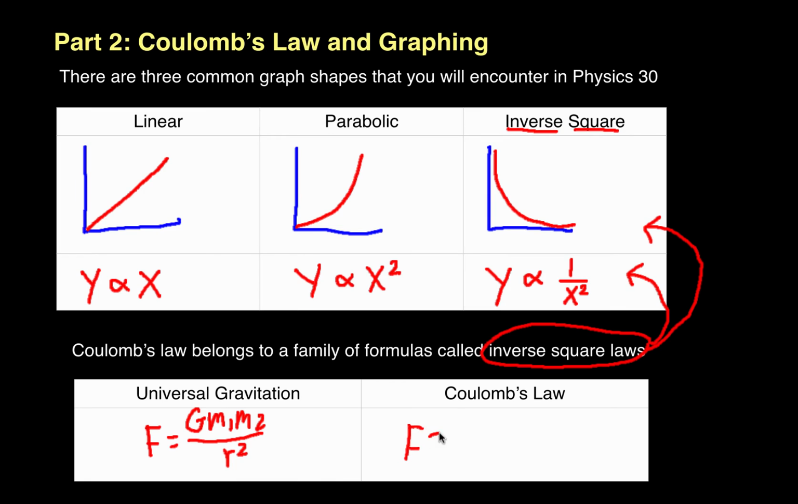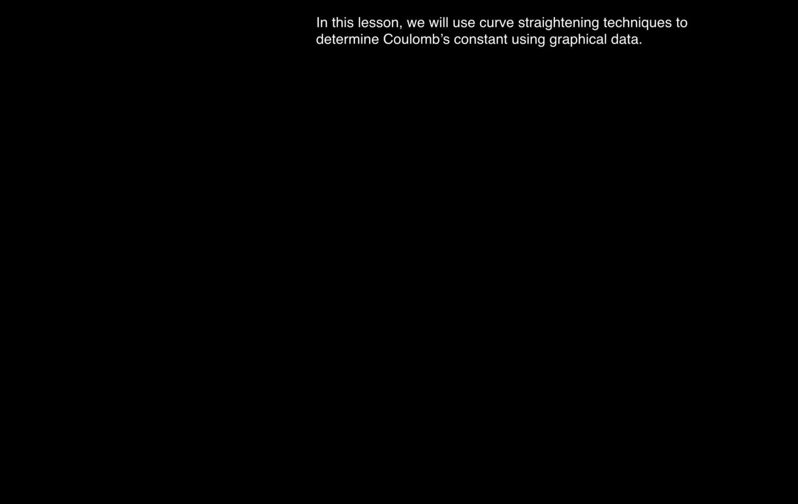Coulomb's law looks very similar to universal gravitation. F equals k q1 q2 over r squared, where again, the r is the 1 over x squared part of the inverse square relationship. In this lesson, we will use curve straightening techniques to determine Coulomb's constant using graphical data.